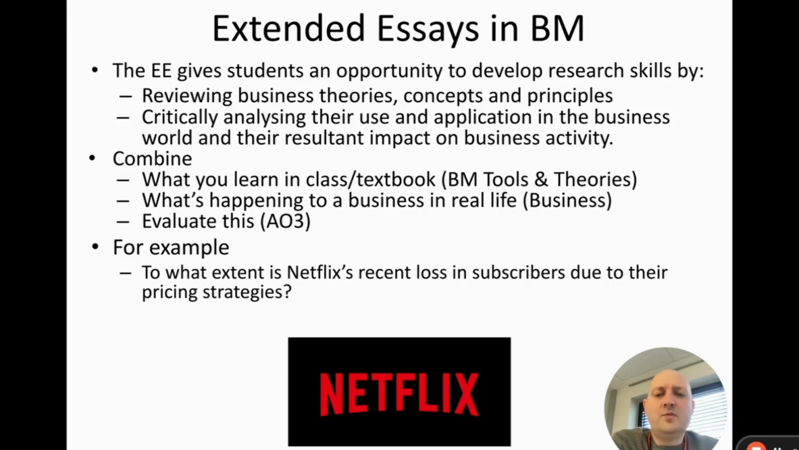And then we'd evaluate this. The evaluative part is the "to what extent." So what you might do in this essay is look at three reasons why Netflix is losing subscribers. You might look at their pricing strategies; maybe they're too expensive. You might look at their content: do they not have enough good content or original content?